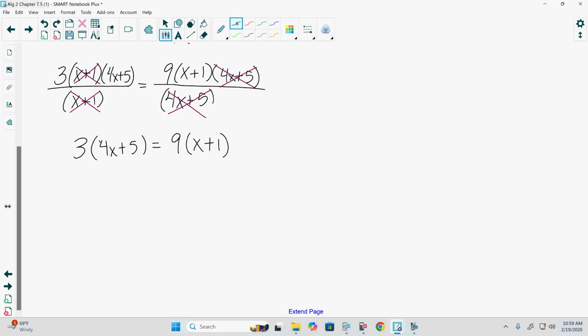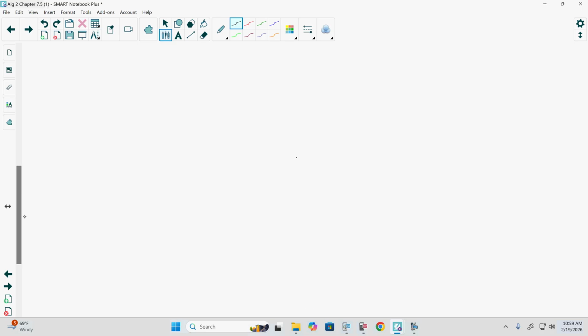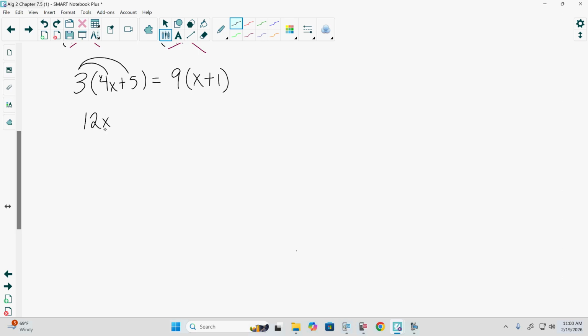Because at this point here, we just need to solve for x. Because once we get rid of the fractions, we're going to solve for x. So on the left-hand side, first thing we need to do is distribute the 3. 3 times 4x is 12x. 3 times 5 is plus 15. On the right-hand side, 9 times x is 9x. 9 times 1 is plus 9.